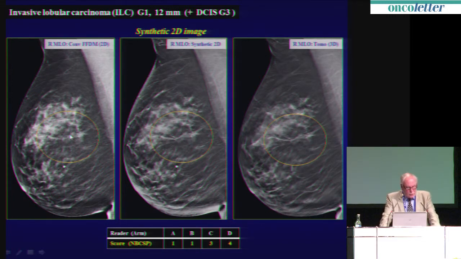On conventional 2D, it is very difficult to see it when you know the tomo finding, okay, and you go back, you will see, okay, I can see this small lesion, but in a batch reading mode, in a daily setting, you easily miss that cancer. You see it clearly on the tomosynthesis. You see it on the synthetic 2D image much better than you do on the conventional FFDM.